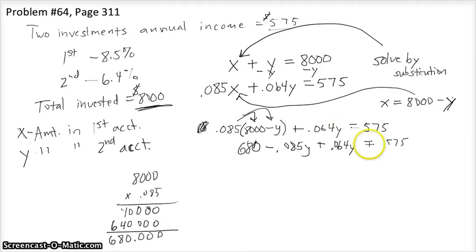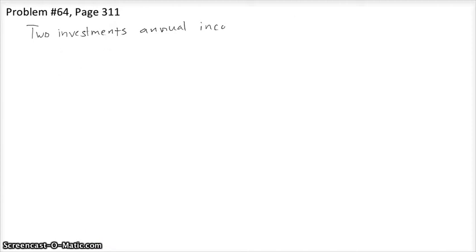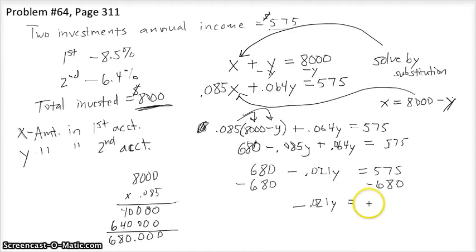So from here, we have an equation we can continue to solve. I'm going to combine these two things to get negative 0.021y, and this is still 680. I'm going to subtract the 680 to the other side. So I get negative 0.021y equals negative 105.